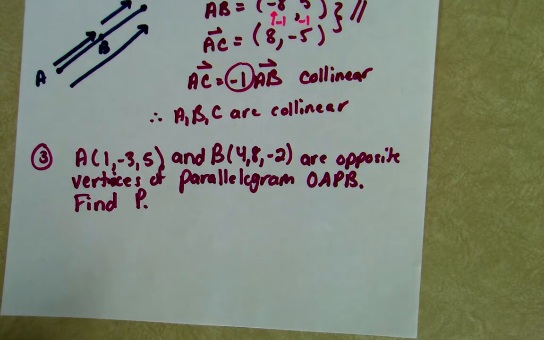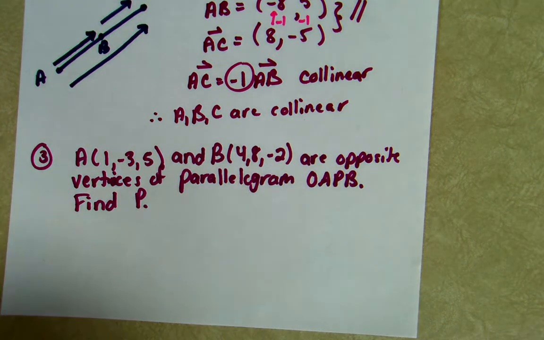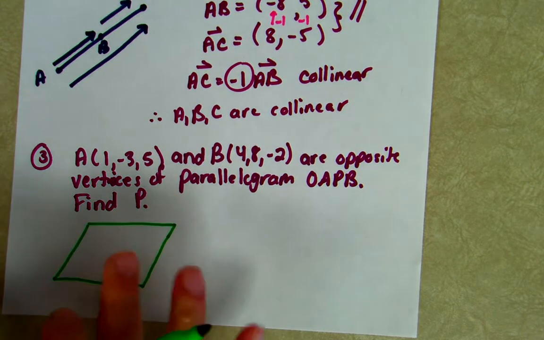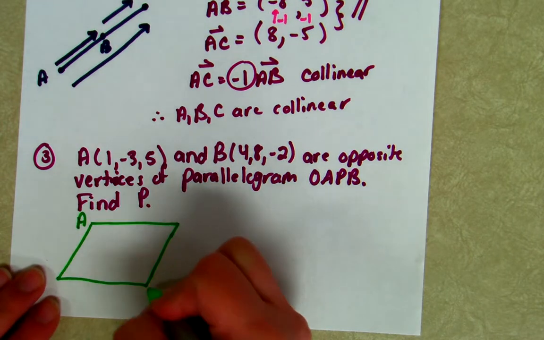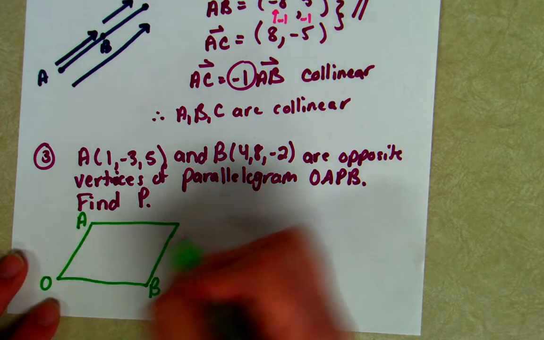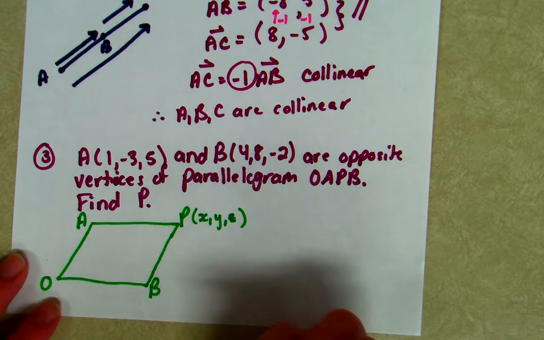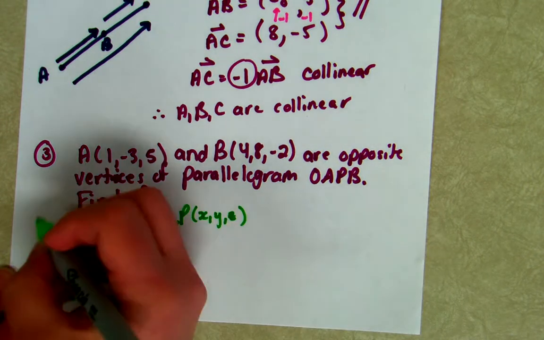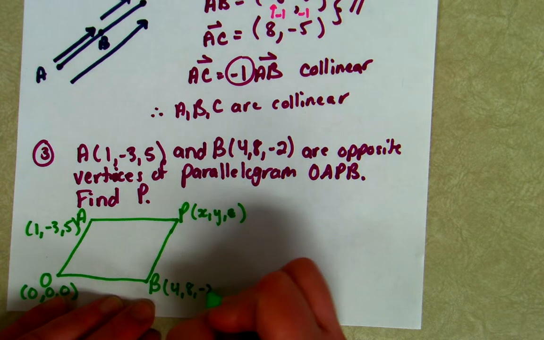Now the last question. A and B are opposite vertices of a parallelogram OAPB, and O always stands for the origin. Find P. Now, the good news is I don't really need to draw this in 3 dimensions. I can orient my view so I'm just looking at the parallelogram straight on. It's only important that I put A and B opposite each other, and then I have O and P. I'm going to represent P by x, y, z because it's the one I don't know. O is 0, 0, 0. A is 1, negative 3, 5. And B is 4, 8, negative 2.